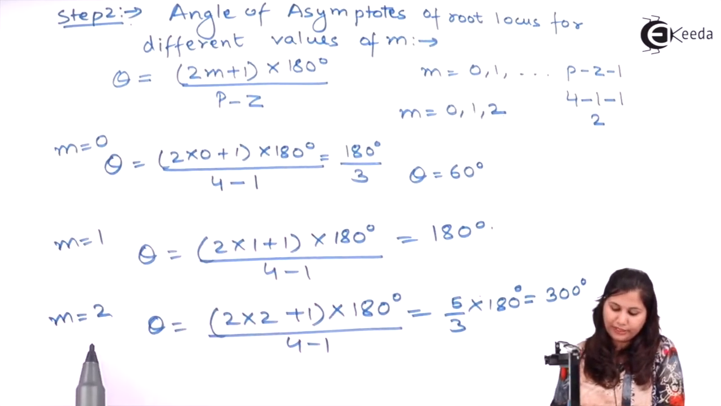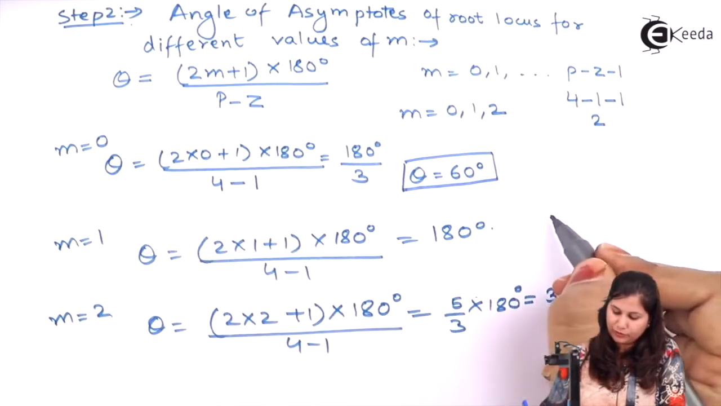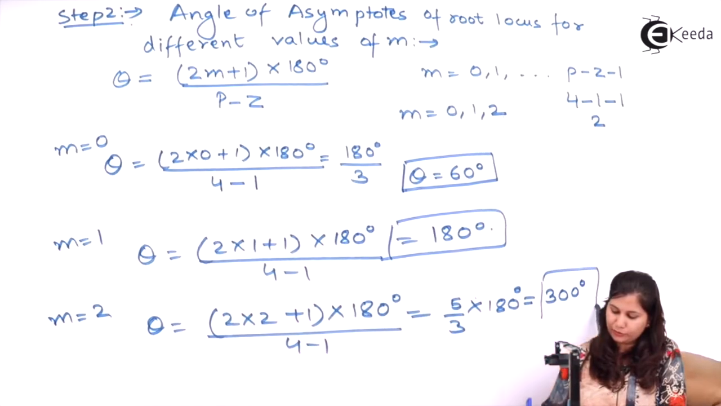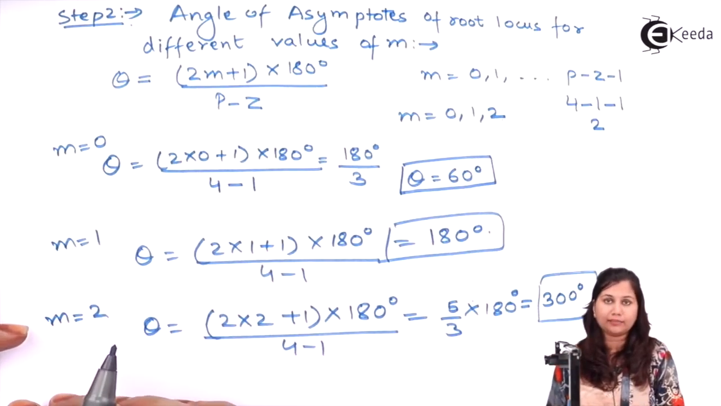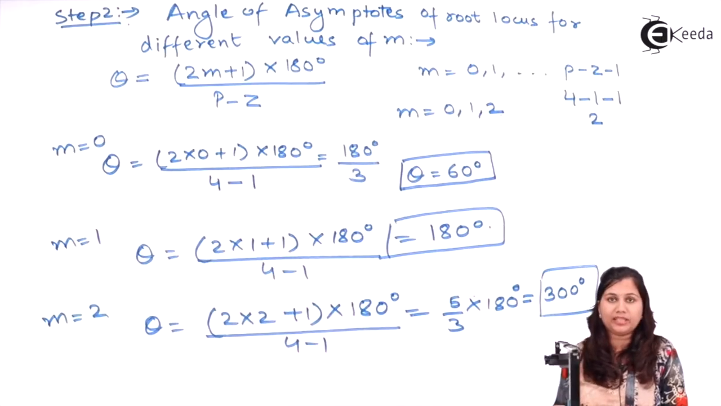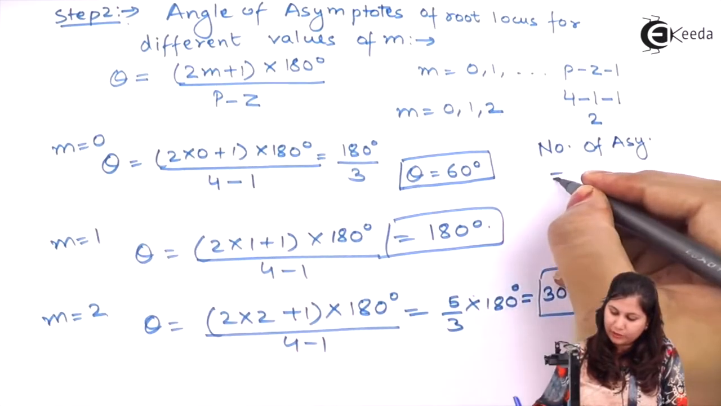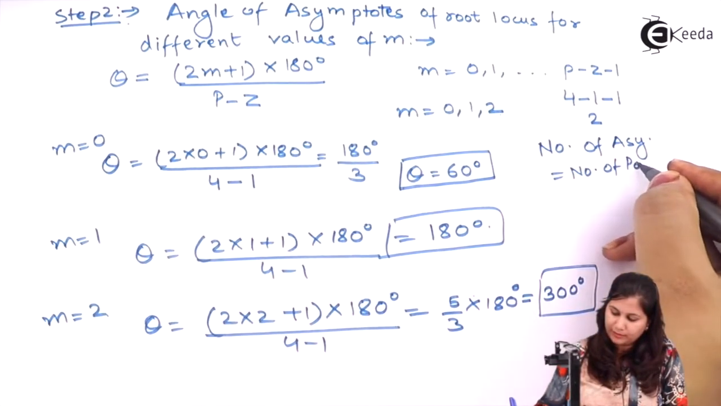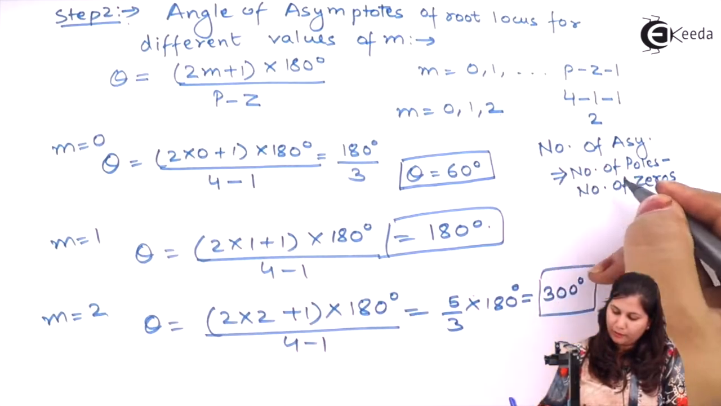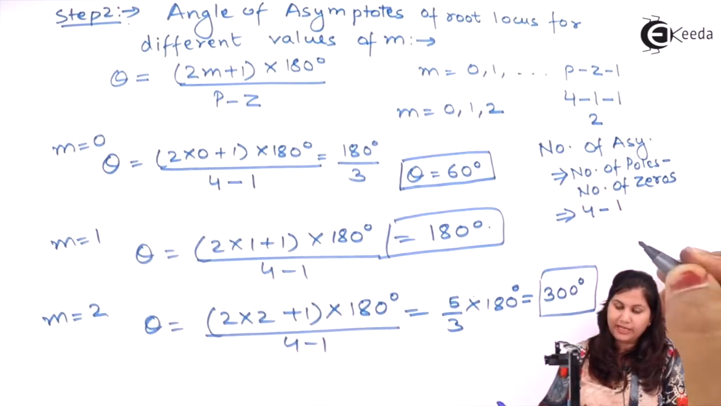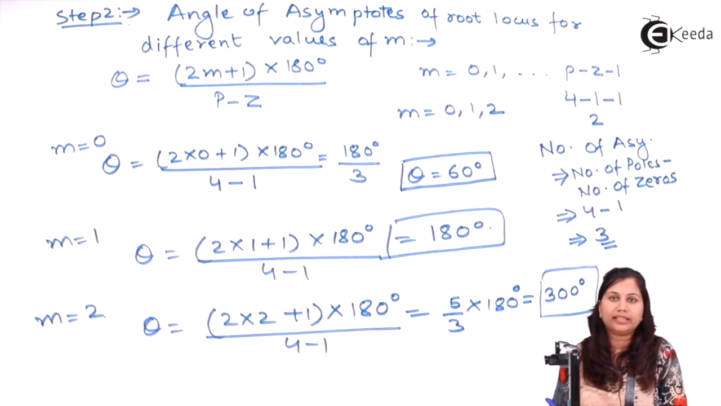So for different values of m, we have obtained the angles of the asymptotes as theta equals 60 degrees, theta equals 180 degrees, and then theta equals 300 degrees. These are the angles of the three asymptotes. How many asymptotes are we having? The number of asymptotes is equal to number of poles minus number of zeros. Poles we are having as 4 and zeros we are having 1. So we are having 3 asymptotes. So for these 3 asymptotes we are having 3 angles.